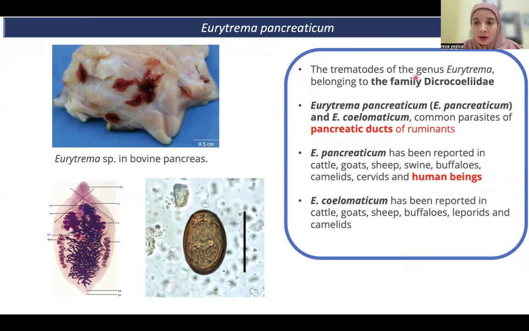And the next species is Eurytrema pancreaticum. They are trematodes from the genus Eurytrema and belong to family Dicrocoeliidae. We have two. The first one is Eurytrema pancreaticum, which lives in the pancreatic ducts, and we also have Eurytrema coelomaticum, both of them in the pancreas. However, Eurytrema pancreaticum belongs to the zoonotic diseases. And this is a parasite in bovine pancreas, and this one is the egg of Eurytrema pancreaticum.